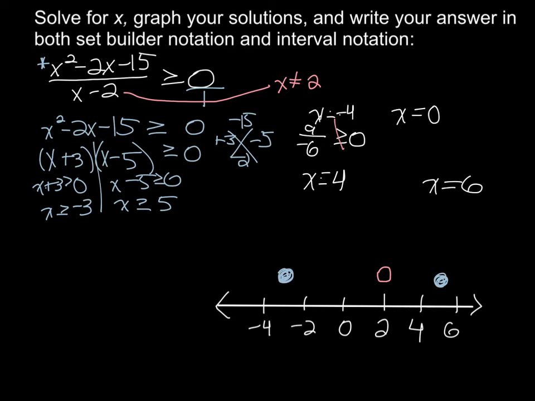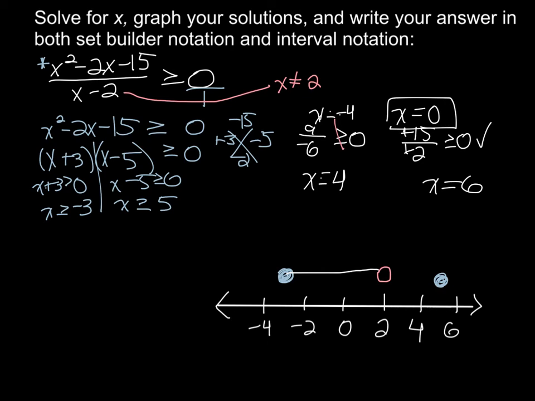When I plug in 0, I get 0 squared, which is 0, minus 2 times 0, which is 0, minus 15, over 0 minus 2, which is a negative 2. We know that a negative divided by a negative is a positive, so this is greater than 0, so this point makes sense. So that means we're going to connect these two circles because the points in between them make sense.